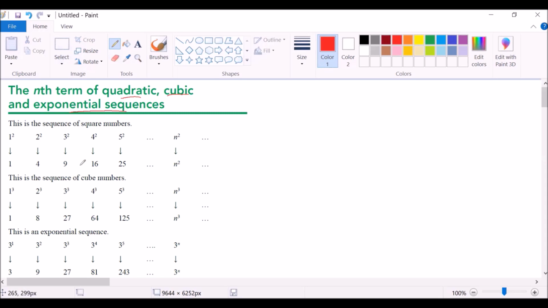So we have this sequence here. Remember, we must have a position to make things easier for us. Position, which is our n, and our term Tn. On position 1, we have 1. On position 2, we have 4. On position 3, we have 9. On position 4, we have 16. On position 5, we have 25.